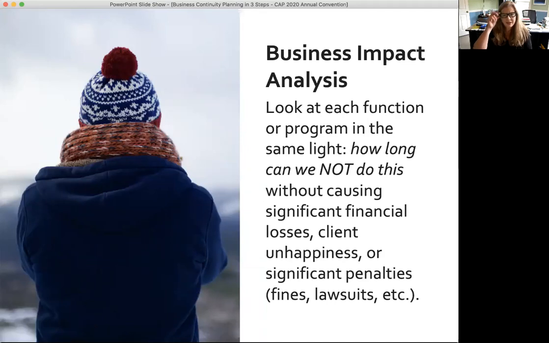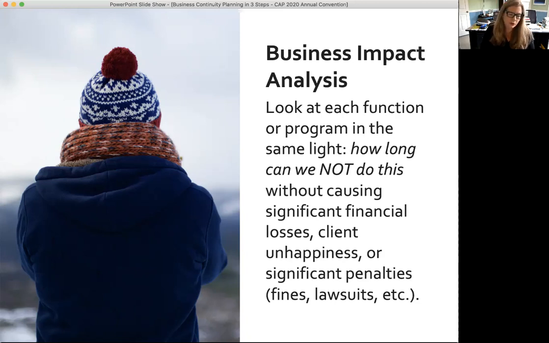So the key in doing this BIA, and this is the most difficult part of business continuity planning, it's where so many agencies get hung up, right? They get stuck here. So I want you to think about this and reflect on this because it is an important part of the process. The essence of this part of business continuity planning is asking, how long can we not do this without causing serious detrimental effects on our agency? Whether those be financial losses or client unhappiness or penalties, even legal or compliance penalties. How long can we stop doing this?